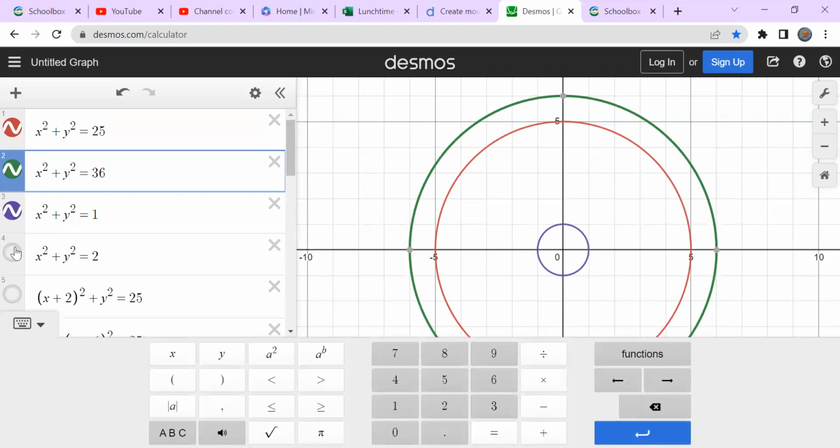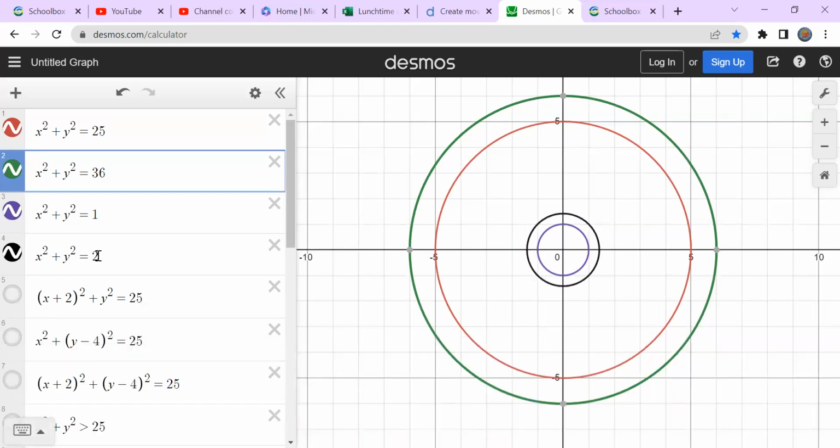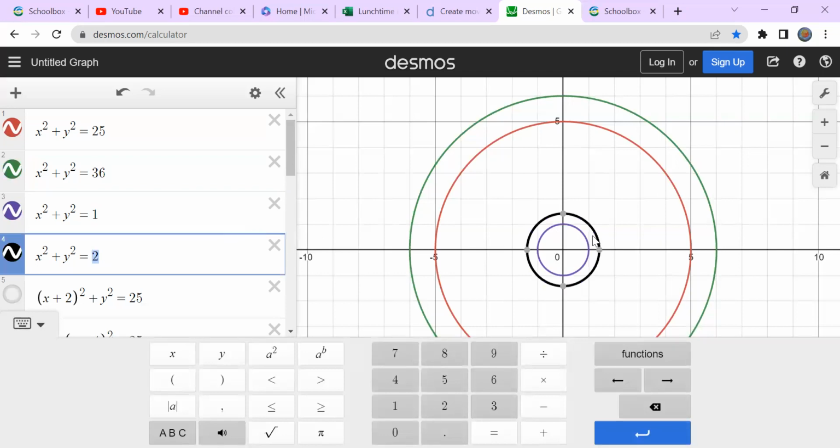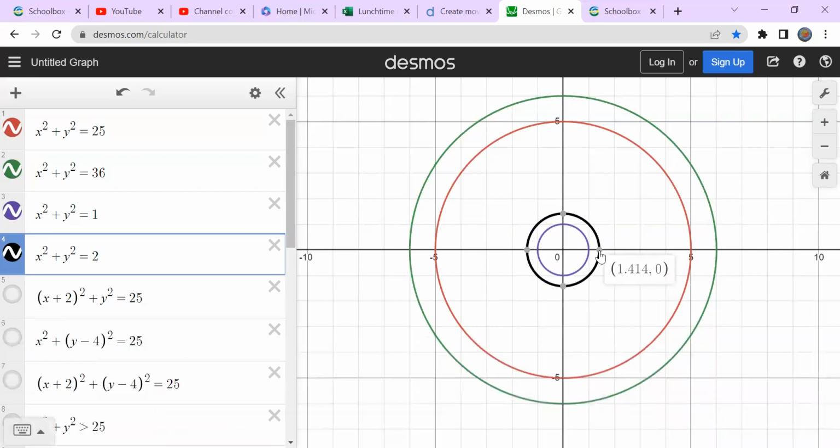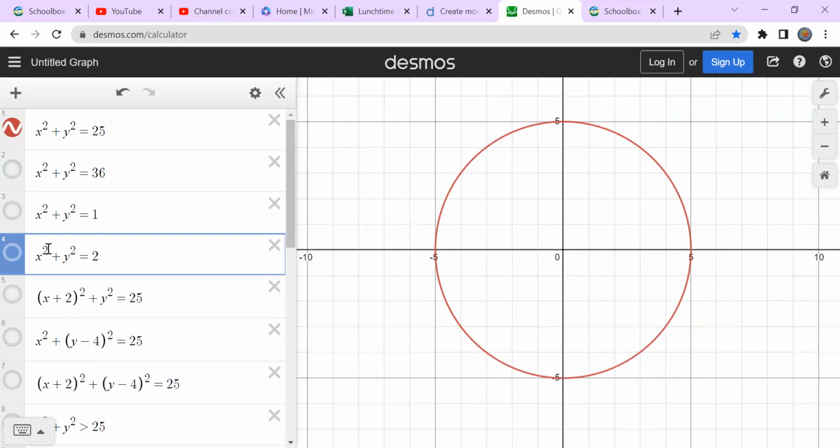But you can do it with any number. So I could even do it with 2. And the square root of 2 is about 1.4. So if you look here, yeah, 1.4. There's the radius of the black circle there. Okay, so that's how to change the size of the radius, and they all have a center of 0, 0.